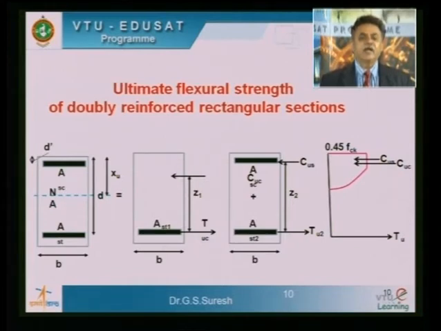Then now you add additional steel at the tension, which I call AST2, where AST1 is the limiting steel for singly reinforced section, that is PT lim.